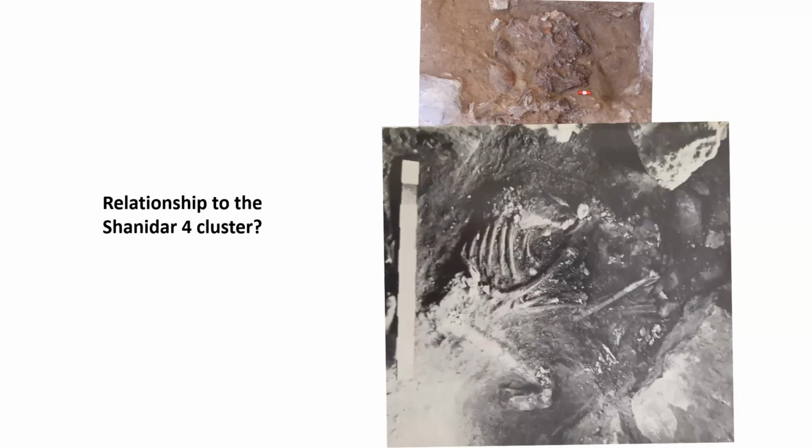Shanidar 4, who I've been referring to, was actually part of a cluster. So this is the excavations of Shanidar 4 in process. You can see the head, the spine and rib cage, the pelvis and lower limb, and the upper limbs here.